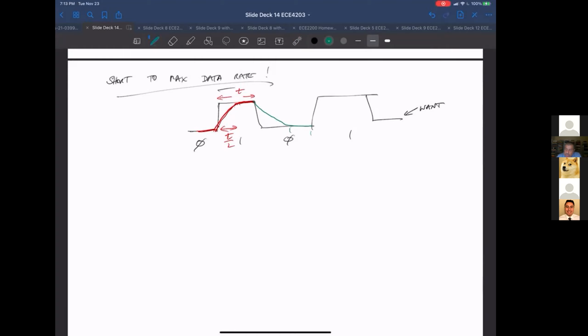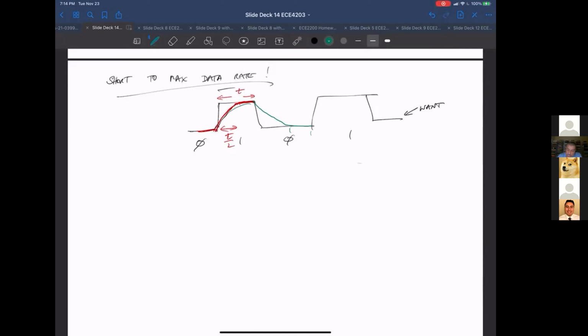Now the question is, this gives you a certain data rate. Let's say you already have a rise and fall time. It says basically the maximum T you can have is twice the rise time or twice the fall time, whichever is the slowest. So the question is, why would you have this?